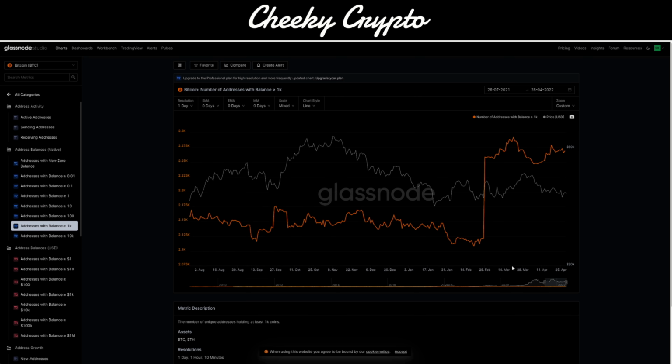And the 1,000 Bitcoin. So these are the whales. And what do we see? Well, we see Bitcoin wallets with over 1,000 BTC increasing dramatically. And I say dramatically, I mean the chart makes it look dramatic. You've basically gone from 2,100 addresses to 2,300 addresses, right? So it's a couple of hundred more people who have more than 1,000 BTC in their wallets.